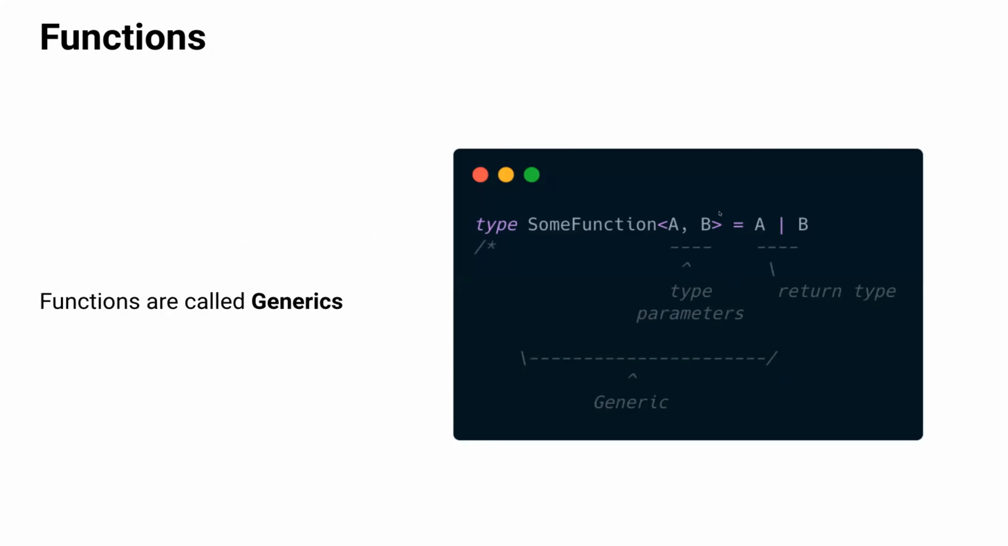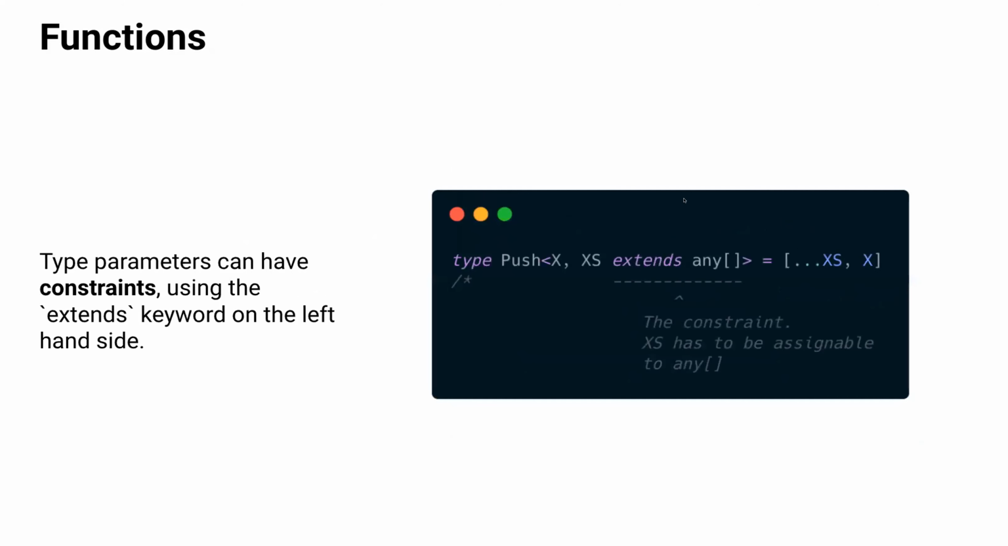So this is a function returning the union of two types. Not super useful. Here is a little bit more useful example. A push function that takes an element and a list and appends the element to the list. So here something interesting is this extends any array. And this is what we call a constraint. So it essentially says that whatever you pass as second argument should be some kind of array. More precisely, it should be assignable to any array.